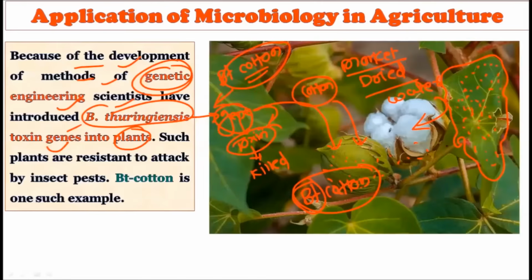Okay, once you have the BT cotton, no caterpillar can attack this BT cotton, because it already has the toxin which is produced by the Bacillus thuringiensis. Right, now such a plant is resistant to the attack by insect pests. BT cotton is one such example. All right, so insect pests cannot attack this particular plant because it shows the presence of toxin. And why does it have a toxin? Because it possesses the gene which is present in the Bacillus thuringiensis, and this gene is transferred from the Bacillus thuringiensis to the cotton plant by using the methods of genetic engineering.